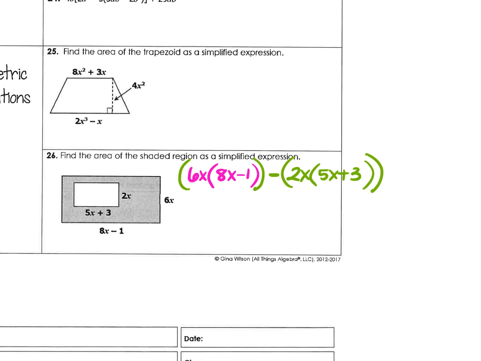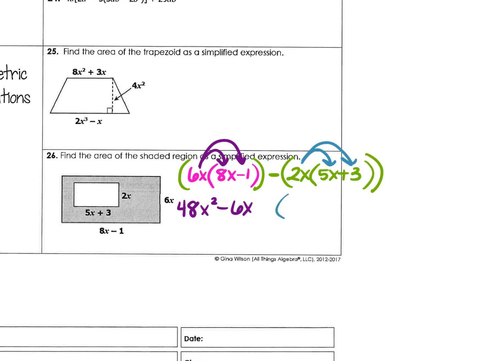Okay, so distribute the 6x. You get 48 what? X squared. 48x squared. Distribute the 6x here. You get minus 6x. Okay. Now I'm going to distribute this so we find the area of it first and then we'll subtract it.